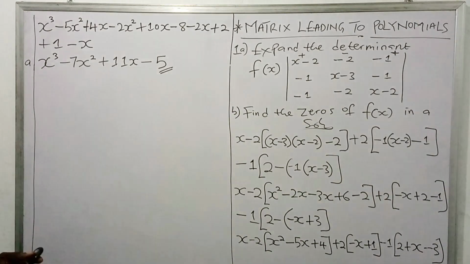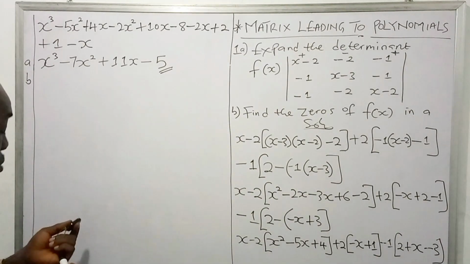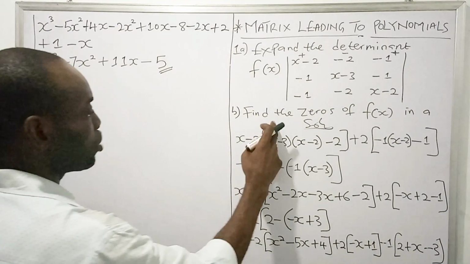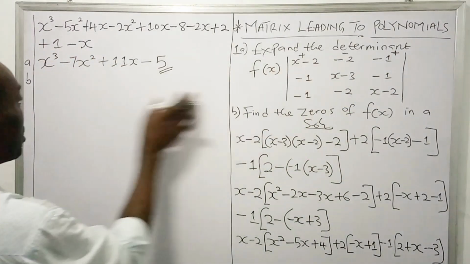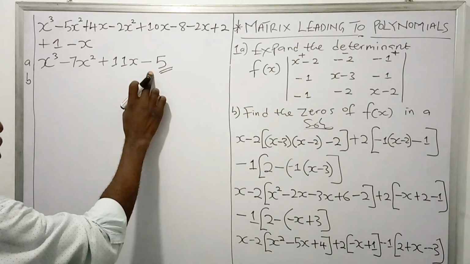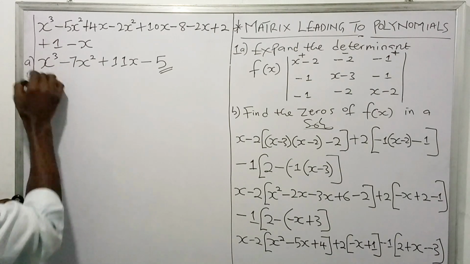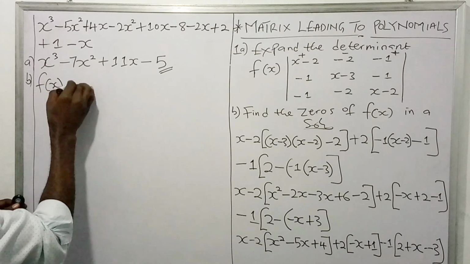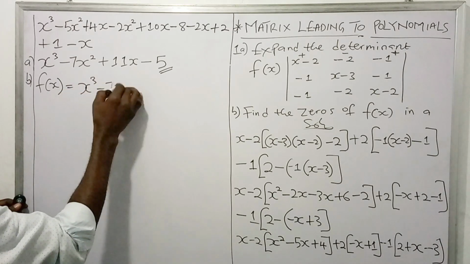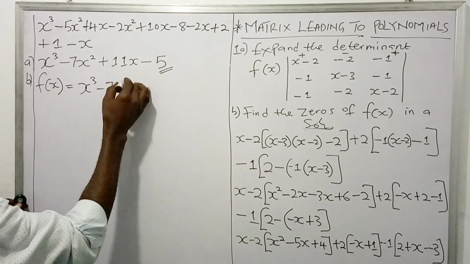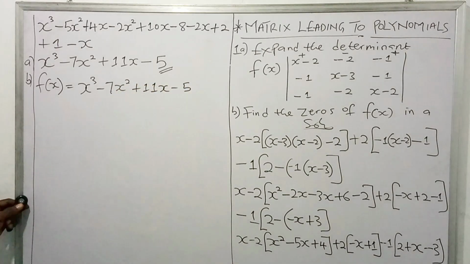So now let's get to question B, which will eventually lead this to polynomial. Now we're asked to find the zero of this particular problem here, which we have resolved the determinant, and the determinant gave us this. In other words, f of s is this expression we're seeing here, which is s cubed minus 7s squared plus 11s minus 5.